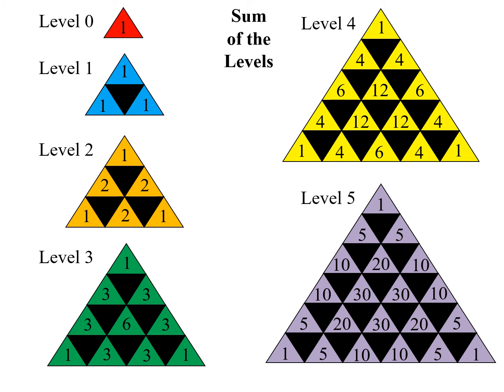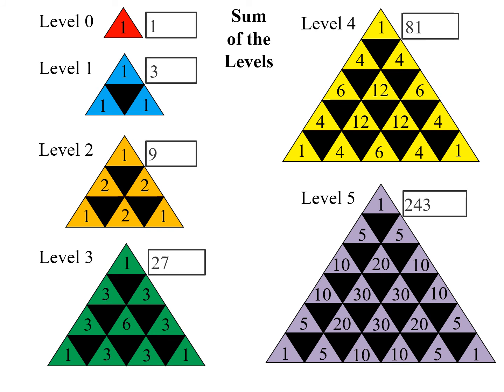Let's take a look at the sum of each level. Look at the orange level, level 2. Add up those numbers. 1 plus 2 plus 2 plus 1 plus 2 plus 1 equals 9. We'll do this with all the levels.